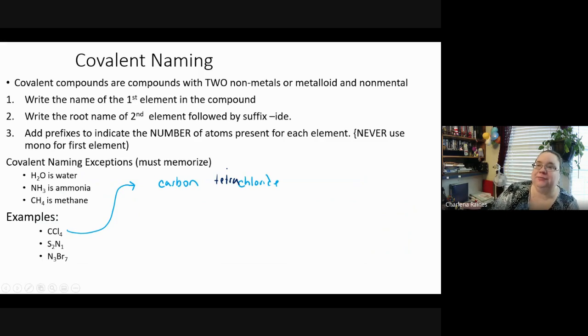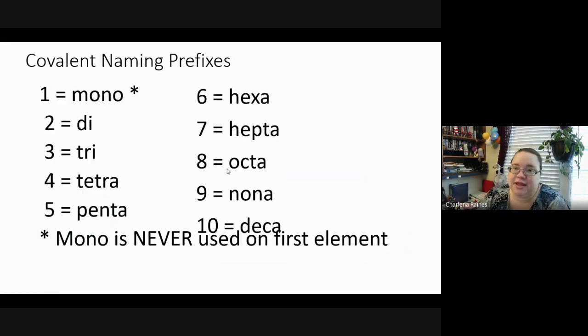Carbon tetrachloride. And before I forget, here are all of the prefixes. You're going to want to either have them written down, memorize them, have them easily accessible. The easiest way I've found for students to learn them is to quite literally practice counting them aloud on their fingers. It makes that connection to how you learned how to count when you're little. So it kind of makes it stick a lot easier. So mono, di, tri, tetra, penta, hexa, hepta, octa, nona, deca.